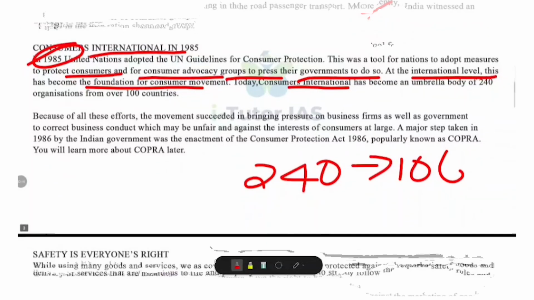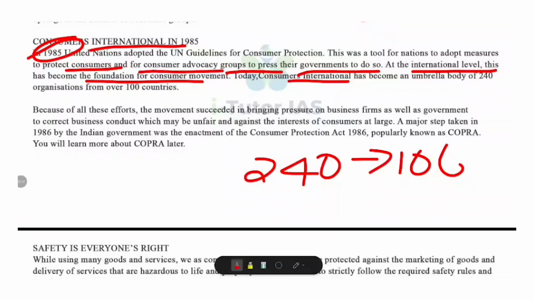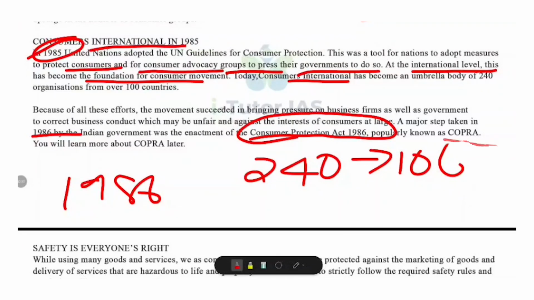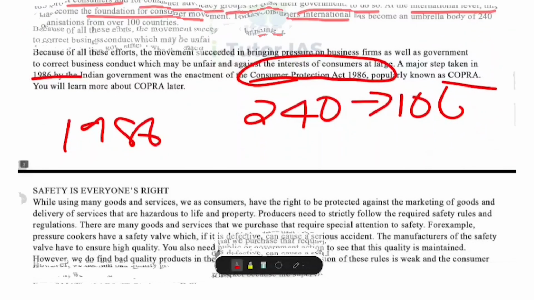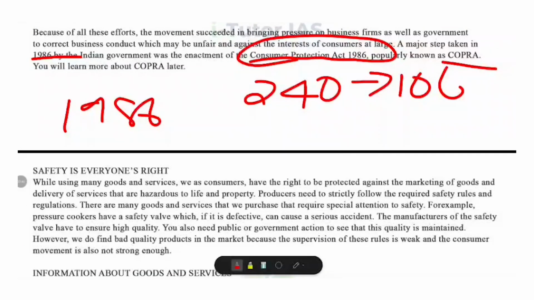Because of all these efforts, the movement succeeded in bringing business firms as well as government to correct business conduct which may be unfair and against the interest of consumers at large. A major step taken in 1986 by the Indian government was the enactment of the Consumer Protection Act 1986, popularly known as COPRA. So the major result was the Consumer Protection Act of 1986.